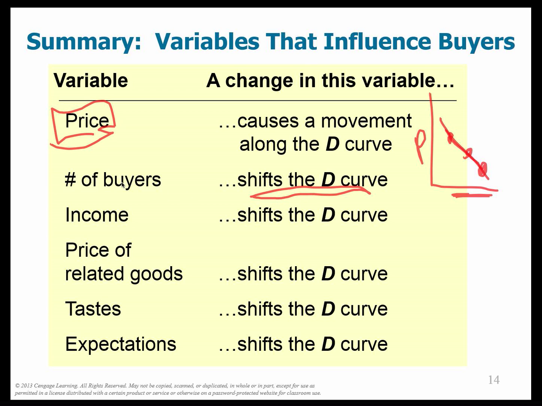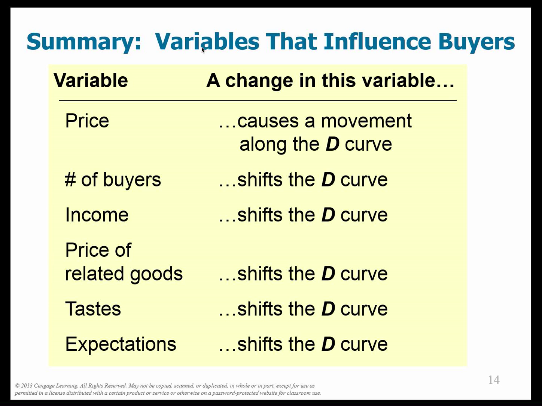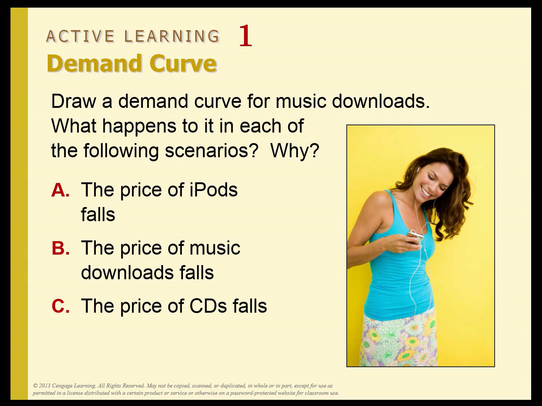Anything that's non-price is known as changing demand. Price only causes a movement along the demand curve. That's known as a change in quantity demanded. This is change in demand. This is change in quantity demanded. This is a very, very common point of confusion for my students. I want you to go ahead and draw a demand curve for each of these and then answer it on your student handout.